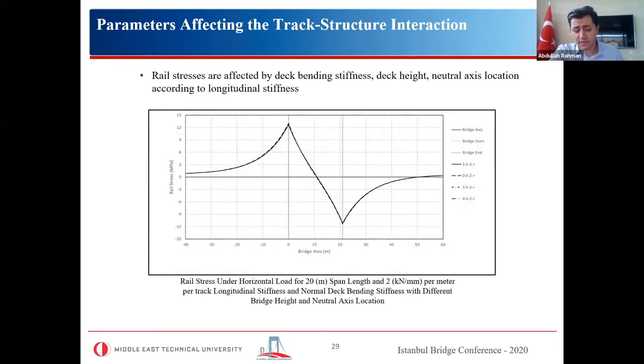Then I was trying to see if the bridge deck bending stiffness, the bridge deck height, or the neutral axis location affect the rail stresses under horizontal forces. You can see for a 20 meter bridge length with the same longitudinal stiffness, different bridge heights and neutral axis locations are giving the same rail stresses. They are overlapped.